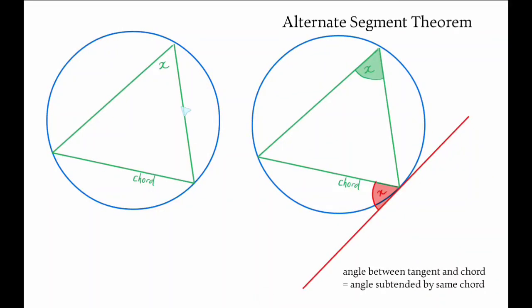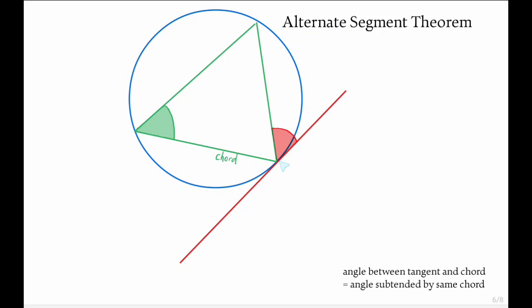The alternate segment theorem states that the angle between a chord and a tangent is equal to that angle which is subtended by the chord. X is made between the chord and the red tangent and is also produced at any point on the circumference by subtending the same chord. In this example, a different chord is used. The red and green angles are equal.